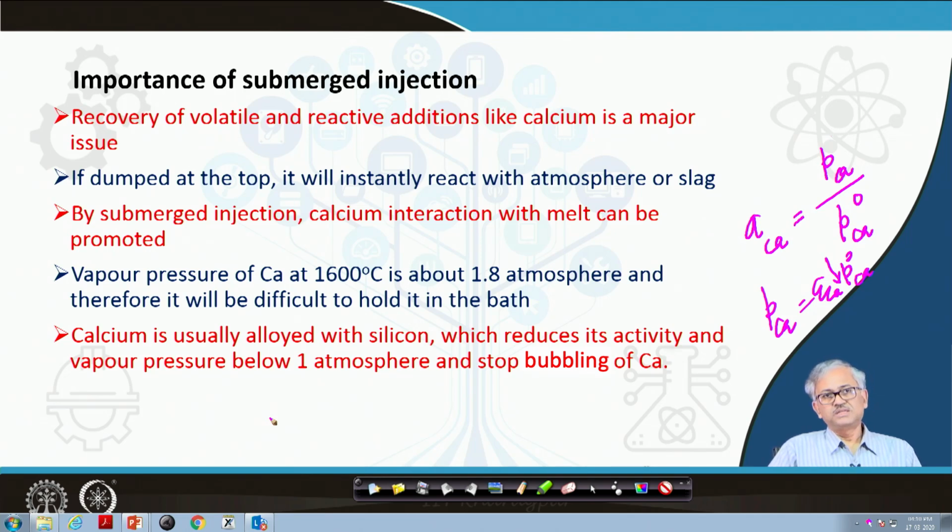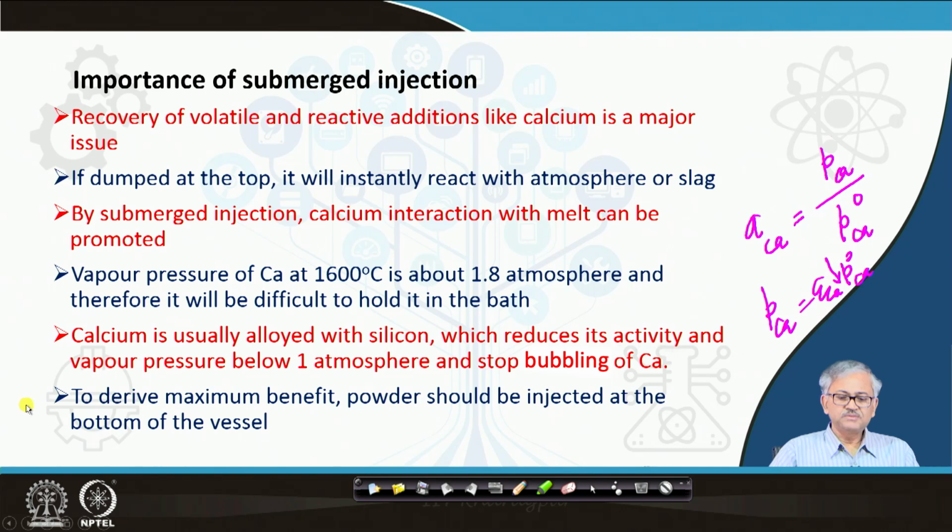But usually, if you inject calcium silicide, then you can stop the bubbling of calcium directly and instantaneously. Okay. So, you can have more time for interaction of the calcium with the liquid metal, and this interaction will be further increased if we can inject the powder just at the bottom of the ladle. That is very important. Then your time will be more.